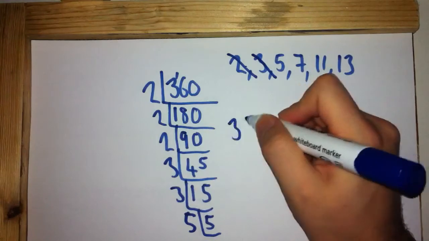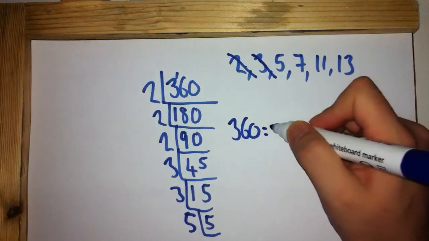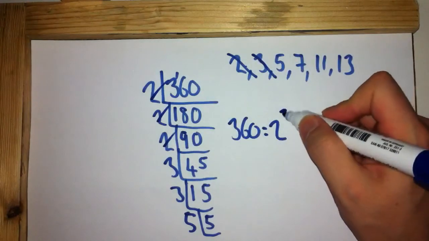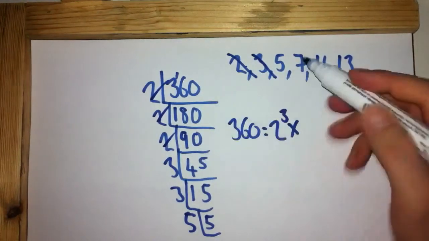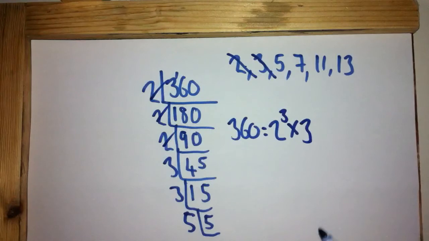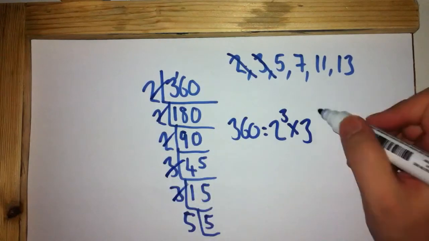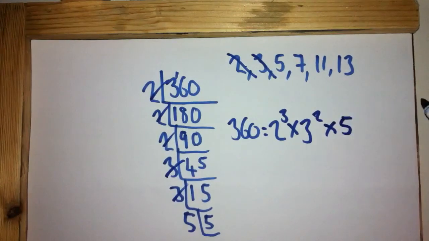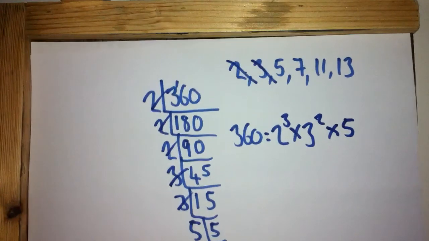Let's list it out. 360 equals 2, and then 1, 2, 3. 2 to the power of 3 times 3, because I can see I've got a 3 here. 1, 2, squared, times 5. Pretty easy. Right, I suggest what you do is you just have a go with a few numbers. Maybe we'll do one more, and then we'll move on.